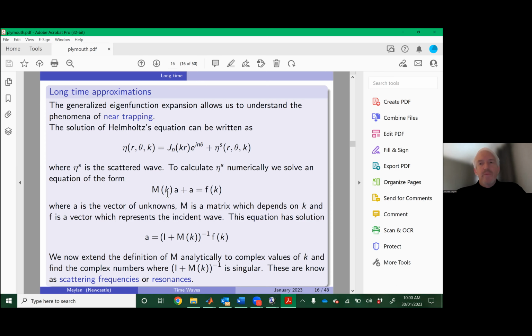So then all the rest of the problem doesn't change. The obstacle is the same. The material's the same. The properties are the same. It's just the frequency you're varying. So you end up with a structure where you have to invert a matrix, and the matrix changes with frequency. So you end up down here with a structure like this.